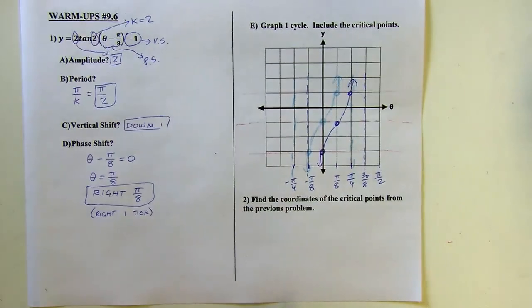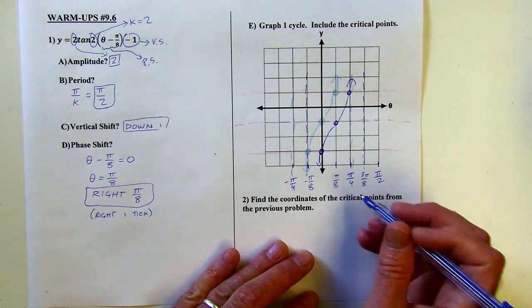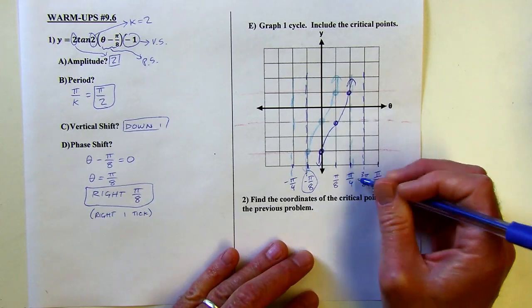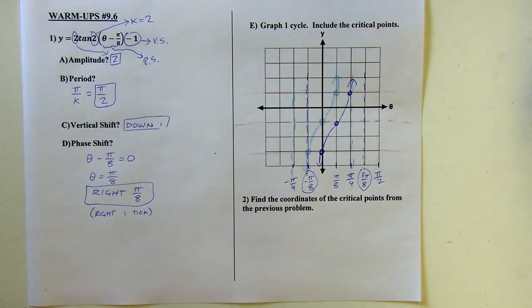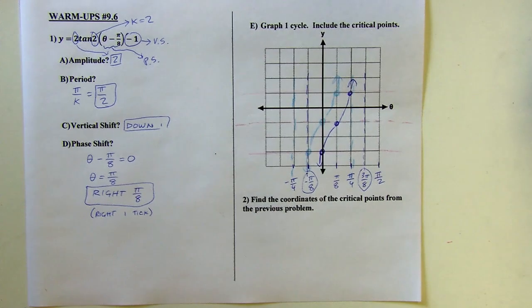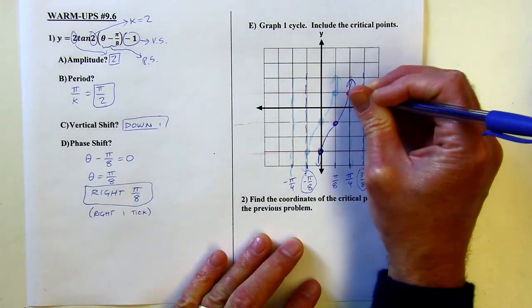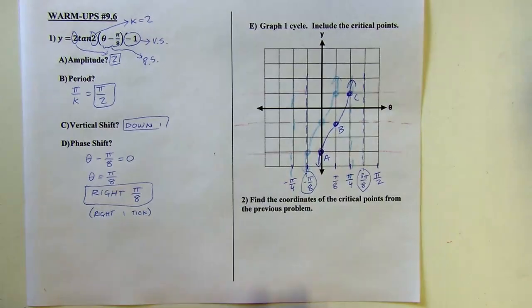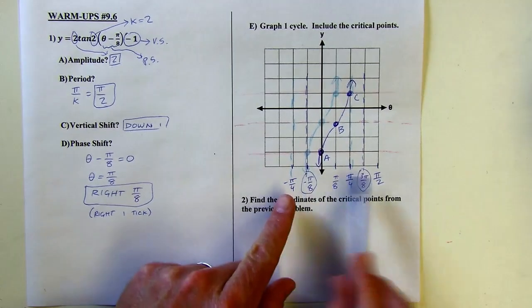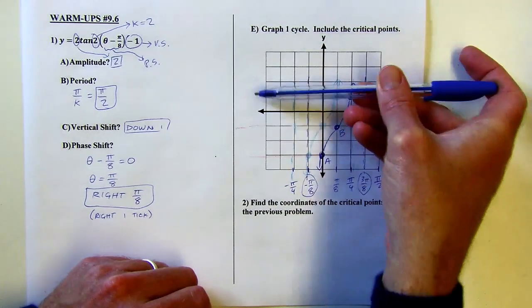And I like to always have my students label where your cycle starts and ends at a minimum. So I want to label where the two asymptotes are. And I already have that on there because I've already done that, okay? And now it says find the coordinates of the critical points from the previous problem. Well, I've got 3 critical points here. So let me just label them A, B, and C. Okay, and I've got all of the theta axis places marked. Let's label the places on the y-axis here.